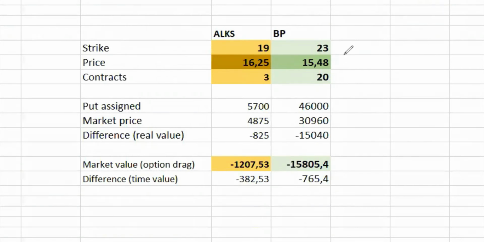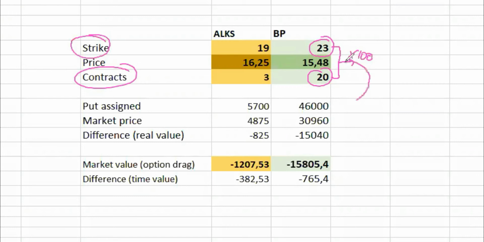The strike of the put is 23 and we have sold 20 contracts. If we multiply one by the other times 100 shares per contract, we get the price that we would have to pay if the shares were assigned to us. 23 times 20 times 100 is 46,000.